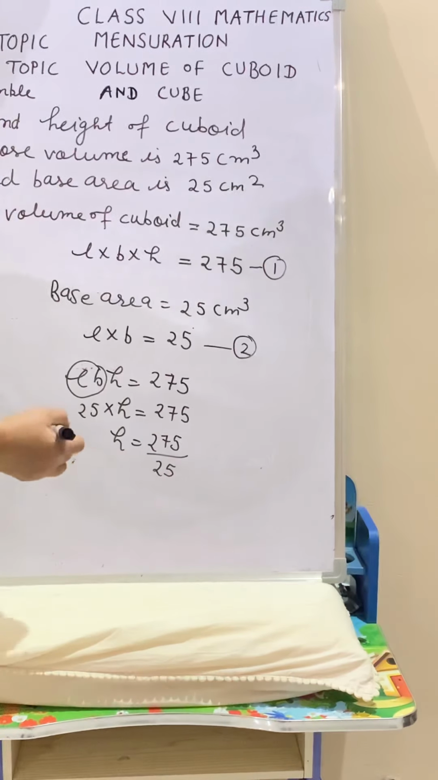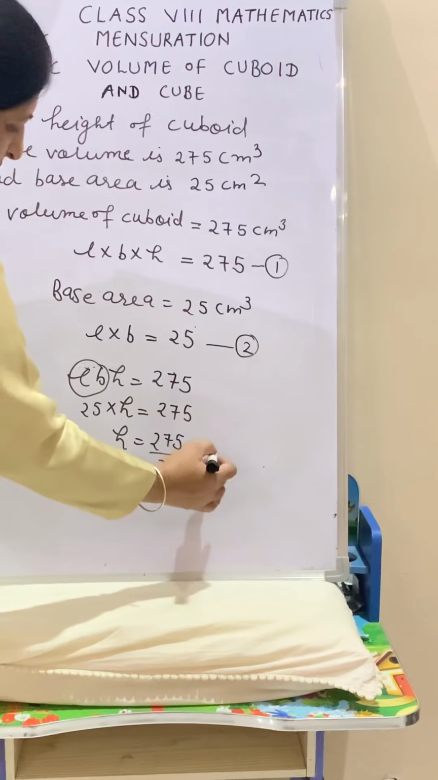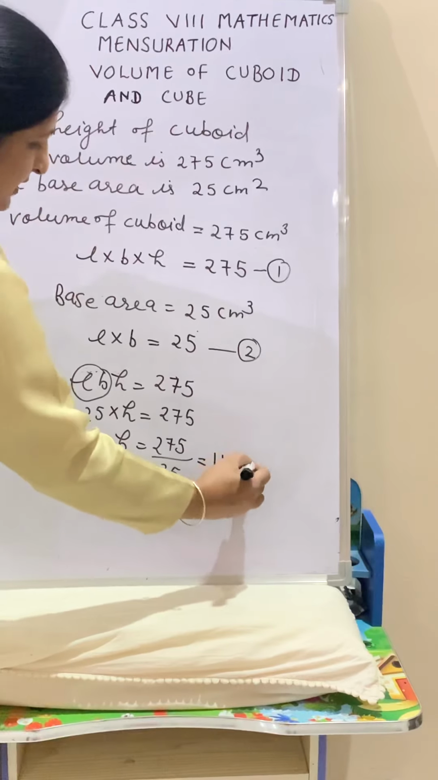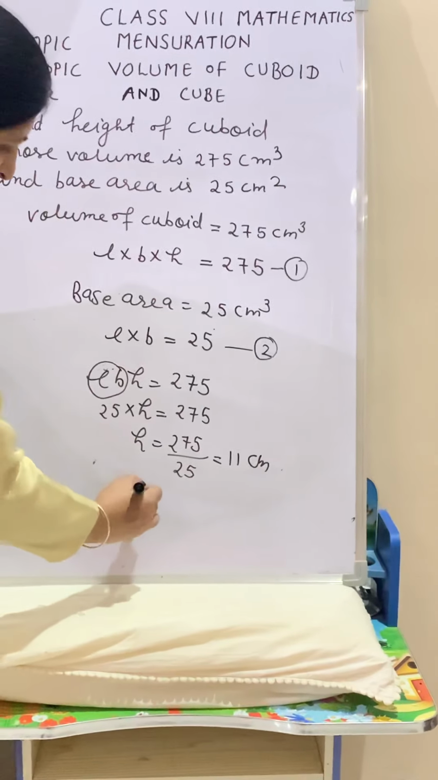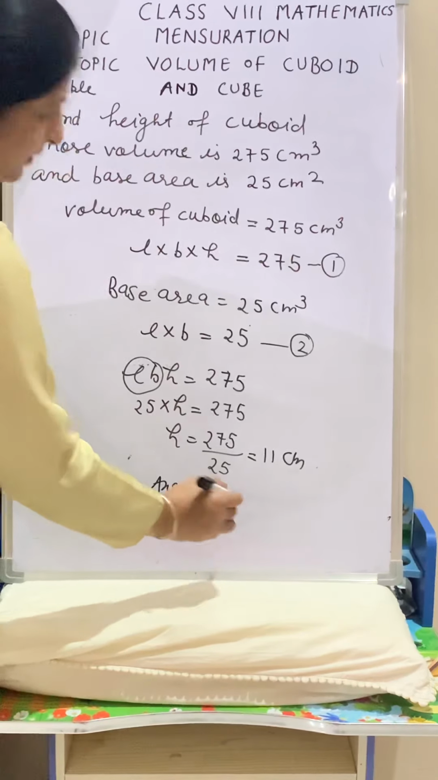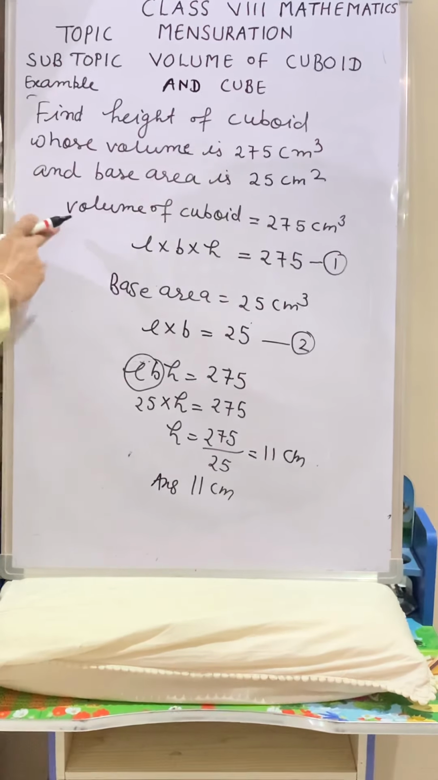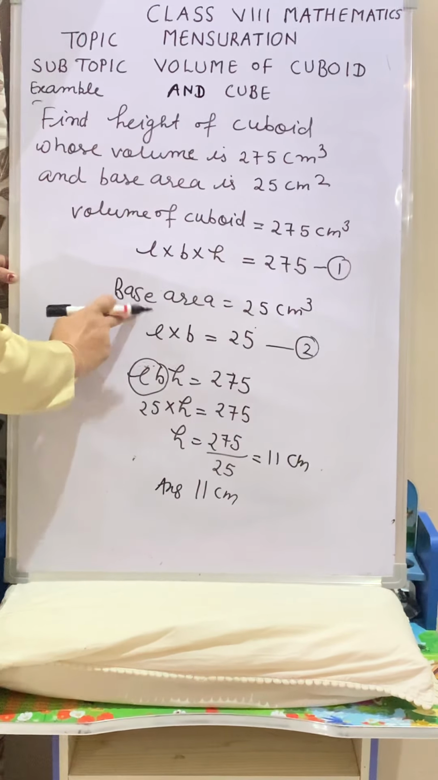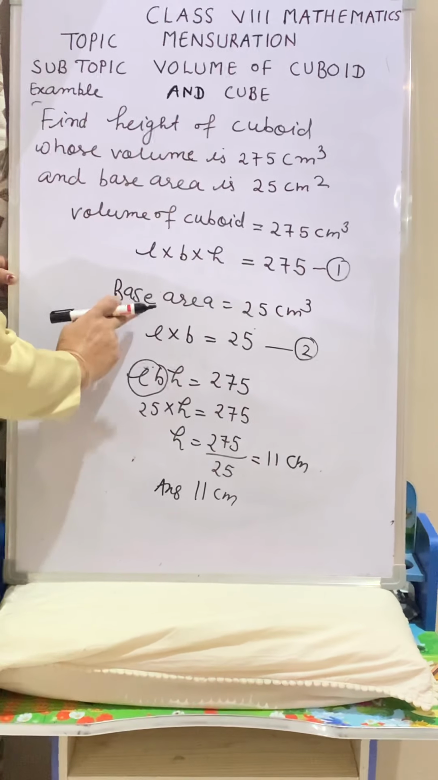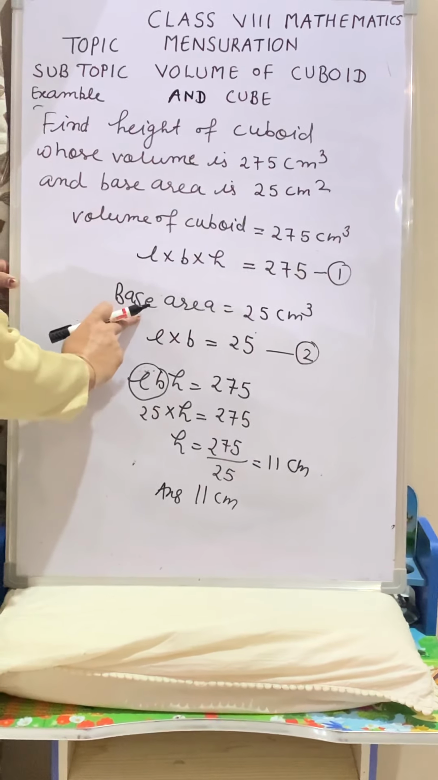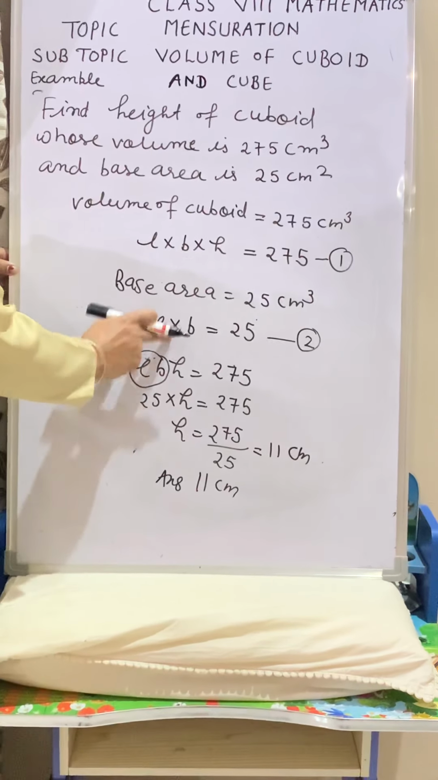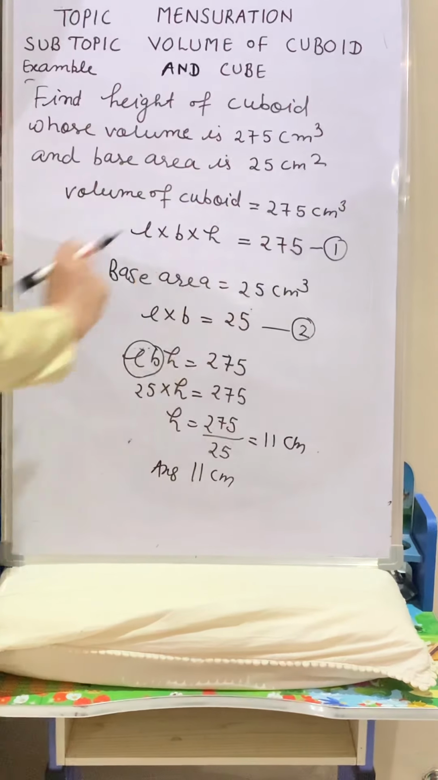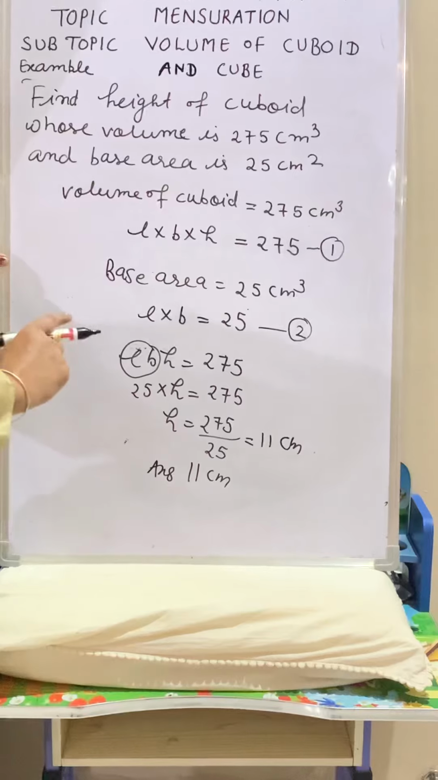When you divide 275 by 25, you will get 11. And what will be the unit? Centimeter. It is the height of the cuboid: 11 centimeter. What is given? Write. And then write its formula. Base area means LB, area of floor. The base of a cuboid is the floor, and what is the area of the floor? LB. Make two equations. From equation 2, put the value of LB in equation number 1, and you will find the value of H.